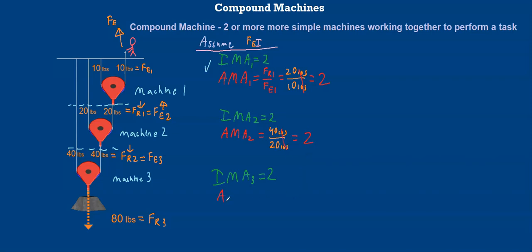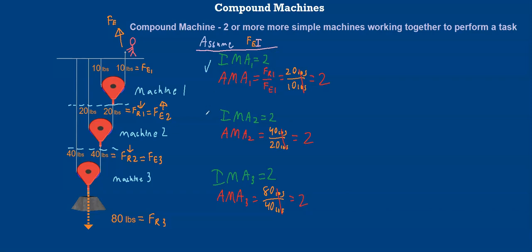And then for our AMA for machine 3, we can do the exact same thing. We can say that it's equal to our force resistance for machine 3, which is 80 pounds, divided by our force effort for machine 3, which is 40 pounds. And again, pounds cancels out, and we're left with an AMA of 2.